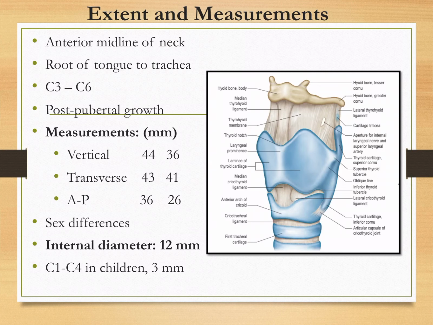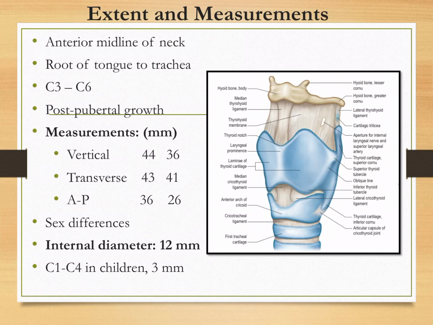In sex differences, you can just say that it is much larger in males, with a more prominent Adam's apple. The internal diameter, a factor that is really important for laryngoscopy, is 12 millimeters. You can add a note that the larynx is smaller in children.